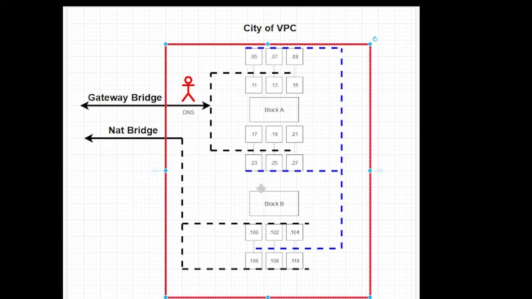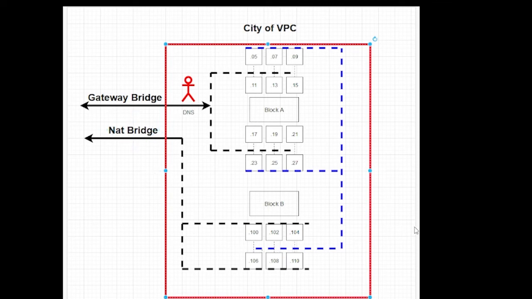For example, only these houses right here, the police station, the hospital, Mr. Z, and all these addresses are the only ones that can have access to the nuclear power plant and the military base. And then they themselves have a connection to go outbound to the internet, which is the NAT gateway bridge, which is only accessible to them.